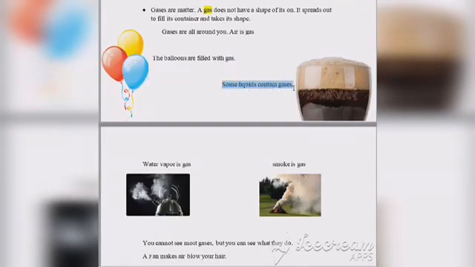Some liquids contain gases. For example, this picture here, I think this is a picture of a Coca-Cola that contains gas. You can feel it. You can see it. Some liquids like Coca-Cola, they contain what? They contain gas.